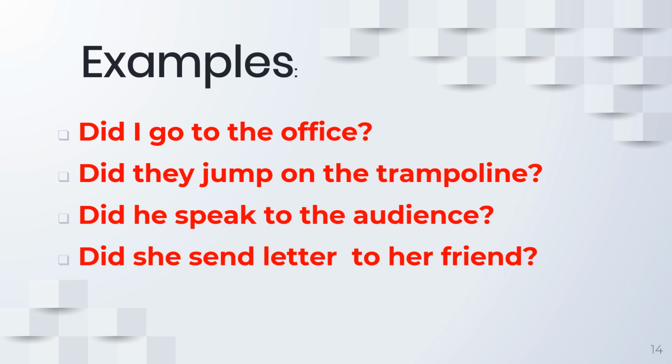I went to the office was the affirmative sentence of the simple past. So how are we going to change it into interrogative, how can we make a question from that? That is, did I go to the office? Did comes at the start, and with did we use the first form of the verb. There is a question mark at the end. Did they jump on the trampoline? Did he speak to the audience? Did she send a letter to her friend?